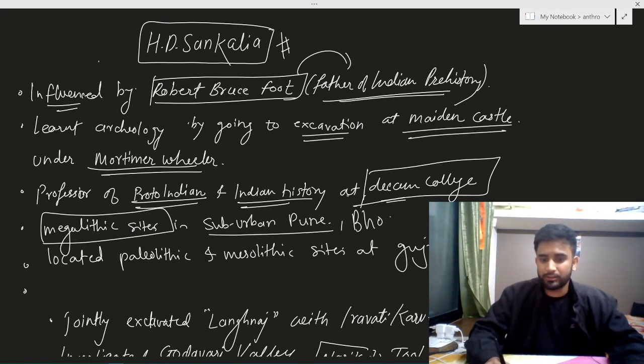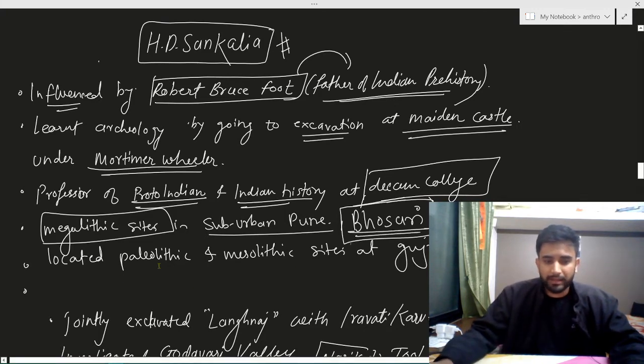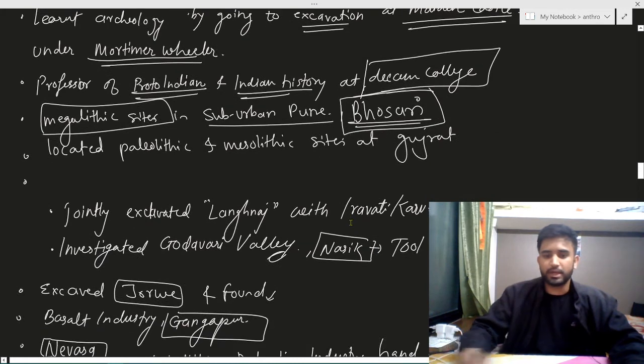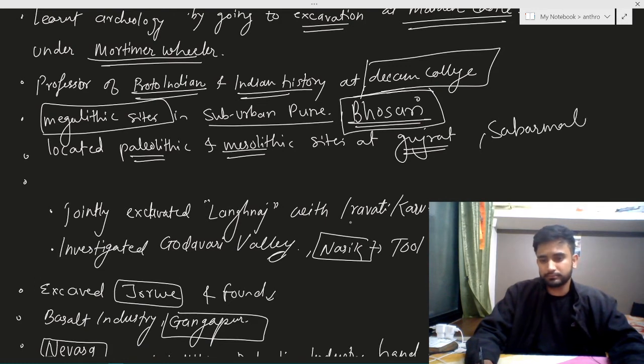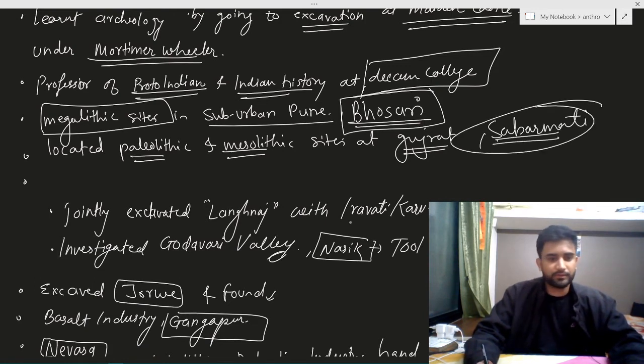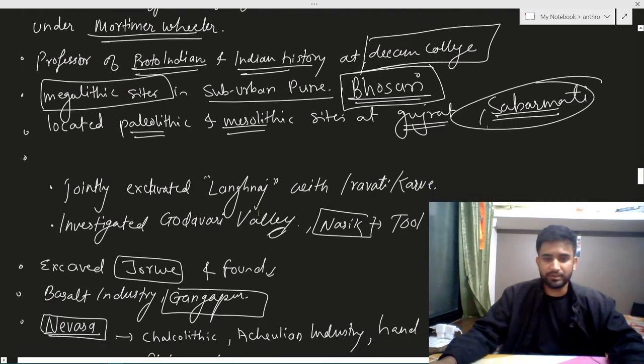Then he studied the megalithic sites near suburban Pune. The area is known as, you can pronounce it the way you want. Then he located Paleolithic and Mesolithic sites in Gujarat. Now this is something of his contribution near Sabarmati. So this was the area where he located Paleolithic and Mesolithic sites.